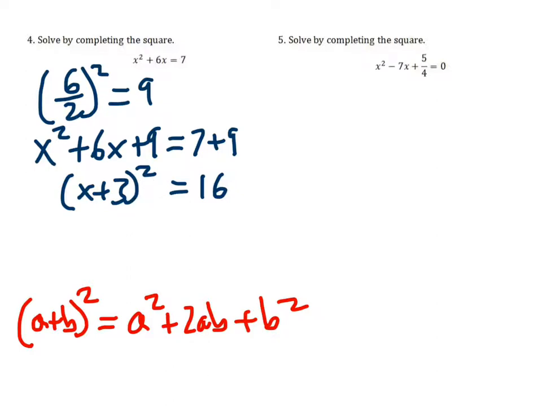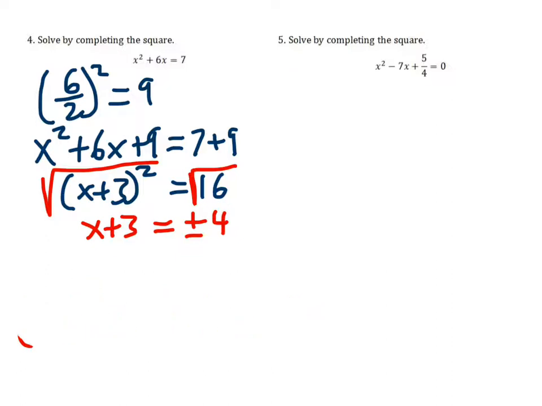So let's use our square root method. Let's go ahead and square root both sides to get rid of that square. And we get x plus 3, and we get a plus or minus, don't forget that, and we get 4 there. Okay, I'm going to erase this for now. So this is two outcomes. We get x plus 3 equals 4, or x plus 3 equals negative 4.